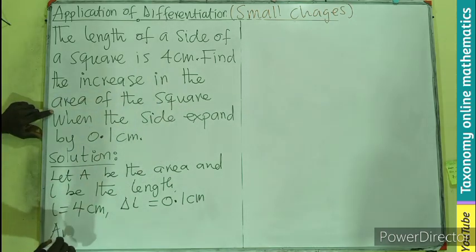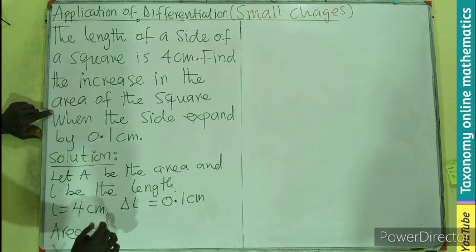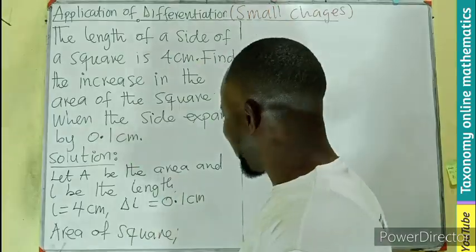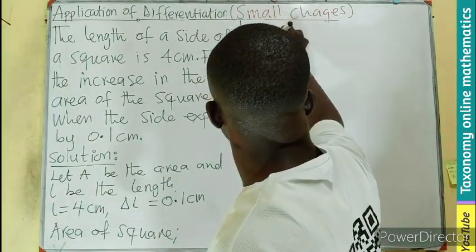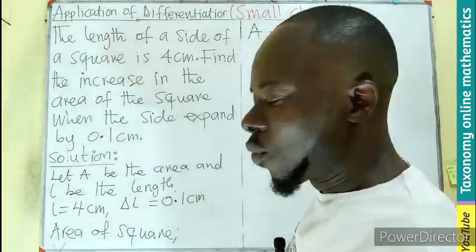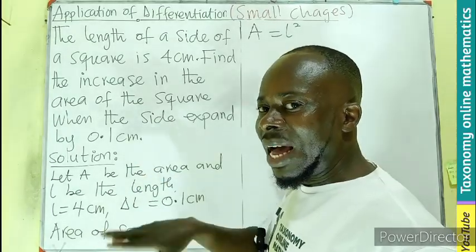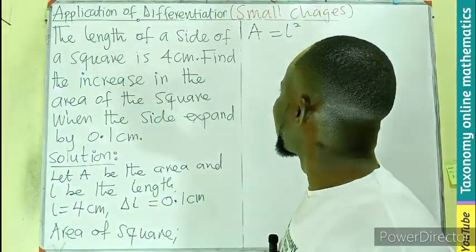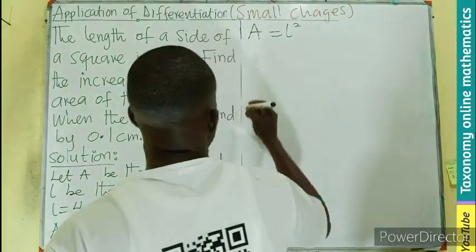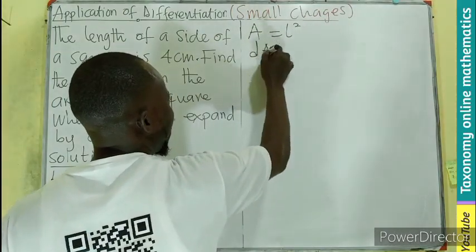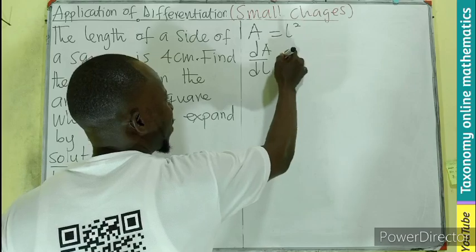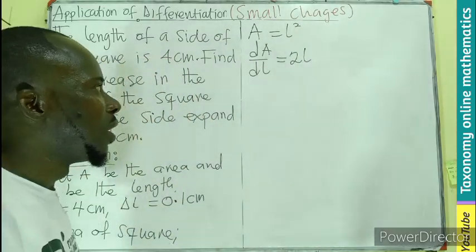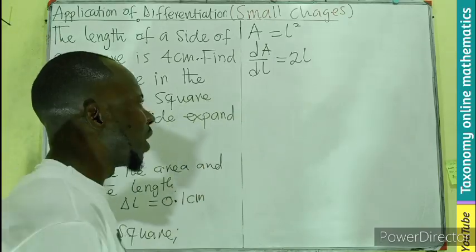What is the area of a square? We know the area of a square is given by A equals L squared, where the sides of a square are the same, so the area will be length times length. So if that's the case, let's find the differentiation of A with respect to L. The 2 comes forward, then we have dA/dL equals 2L after we differentiate.